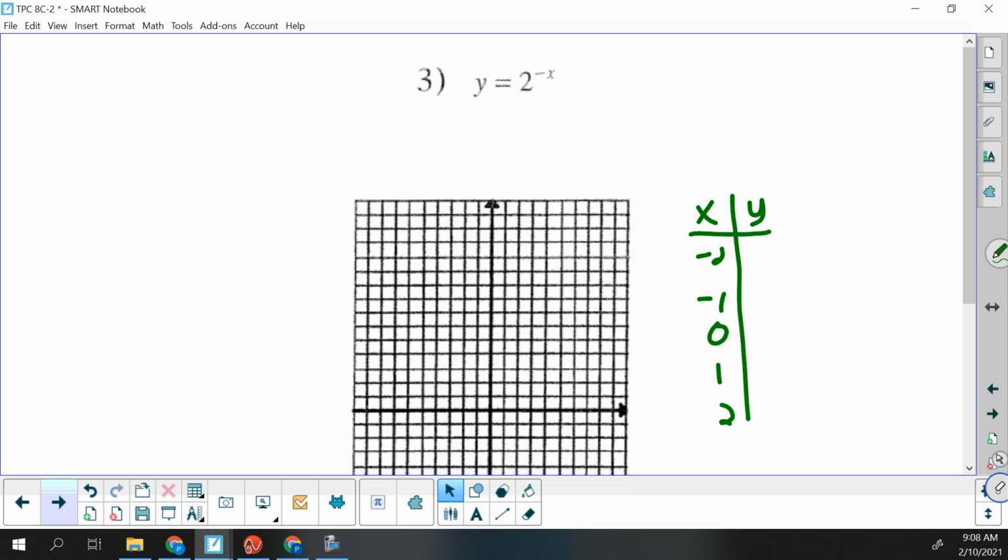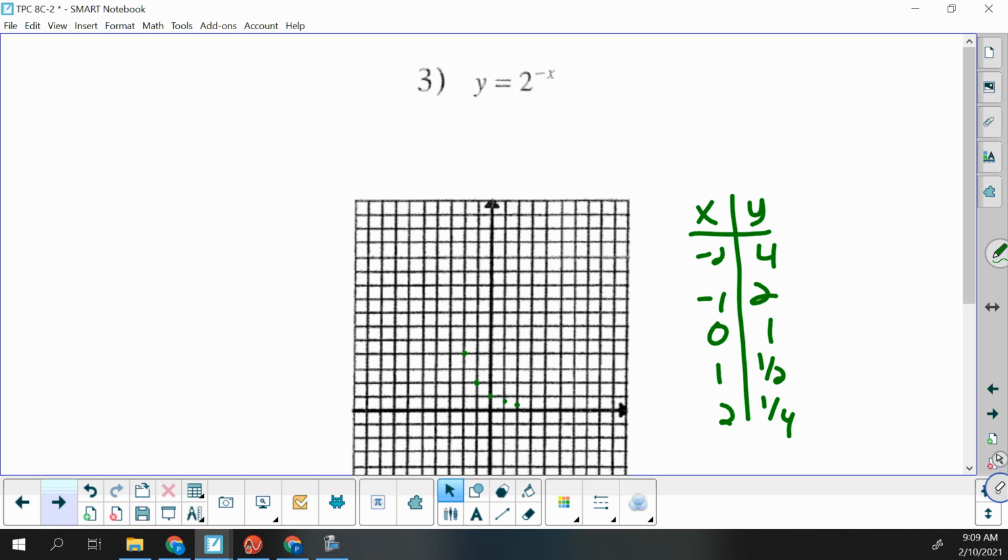2 to the 0 is 1. Let's start with the negative ones in this case, because when we put negative 1 in, minus a negative 1 gives us 1. 2 to the first is 2. Minus a negative 2 is 2. 2 squared is 4. And then down here, we'll get the half and the fourth. So we'll plot each of those points.